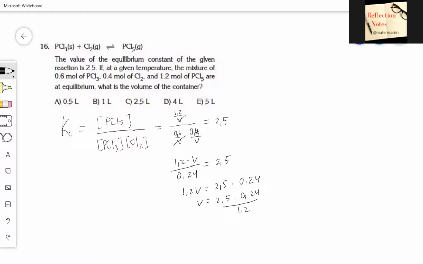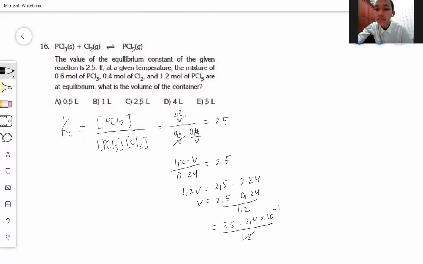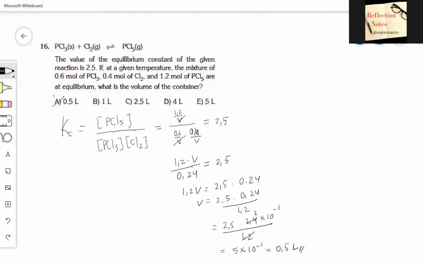Okay, let's do 2.5 times 2.4 times 10 to the power minus 1, isn't it? Over 1.2. This is cancelled. It is 2. So it is 5 times 10 to the power minus 1, which is 0.5 liter. So the answer is A.